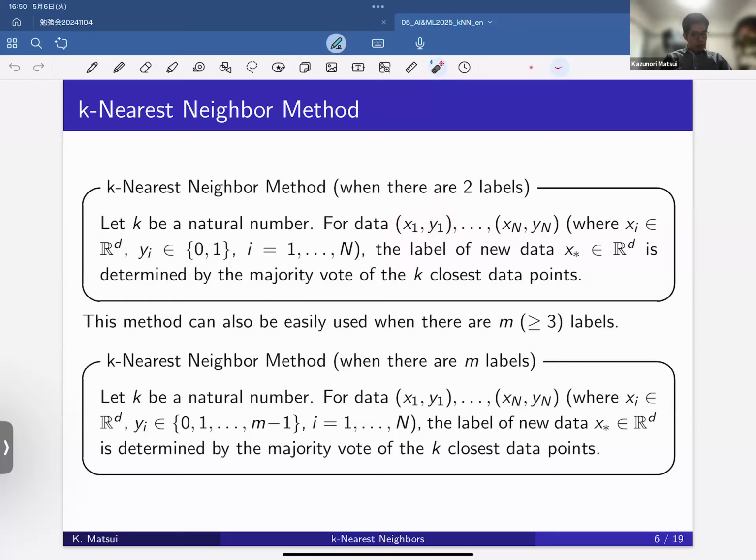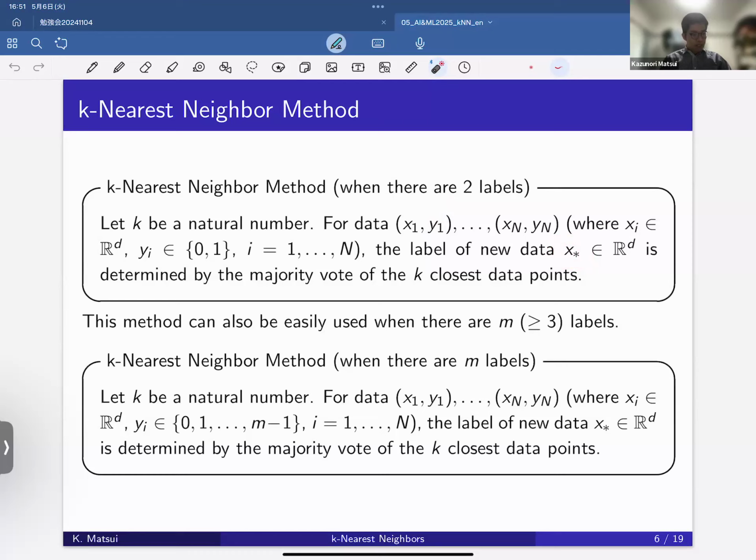Now, suppose we are given a new data point, x star, and determine the label by majority vote of these k points. In other words, we take k data points, and if there are more zeros, we classify it as zero. If there are more ones, we classify it as one.